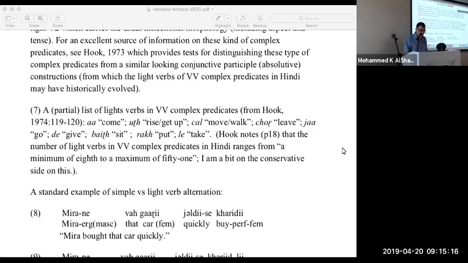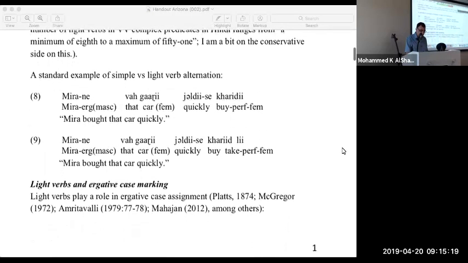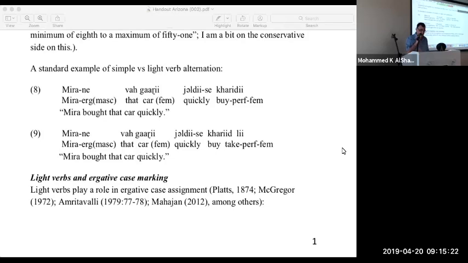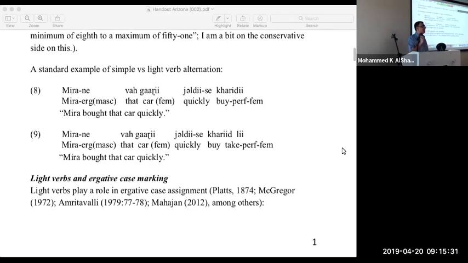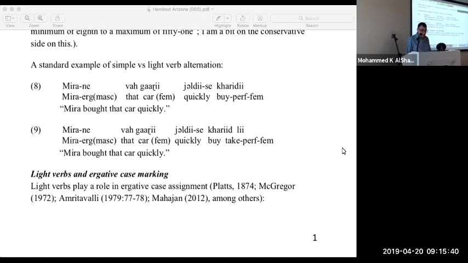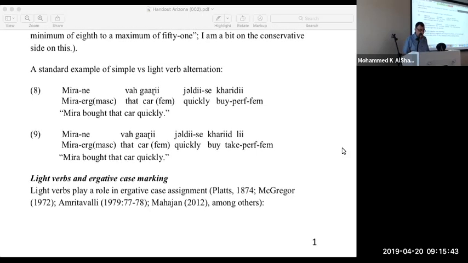Okay, so just to give you an example of where they fit, look at 8 and 9. 8 doesn't have a complex predicate, so that's a simple verb, to buy, kharidi. And the Persian speakers will find many lexical items here that you will recognize immediately. That's not an accident. And in 9, you see a VV complex predicate, and all you do is the first verb appears in the stem form, and the light verb takes the inflection of the sentence. So you get the aspect, and in other cases, you also get tense.